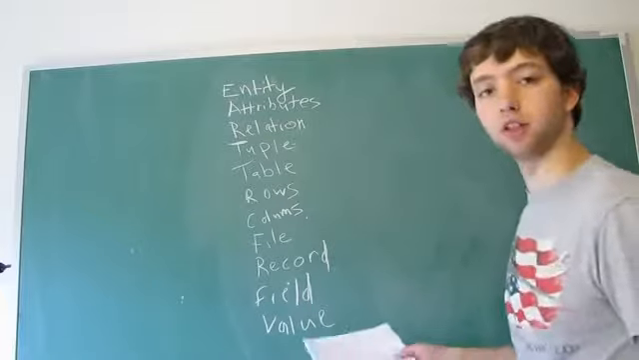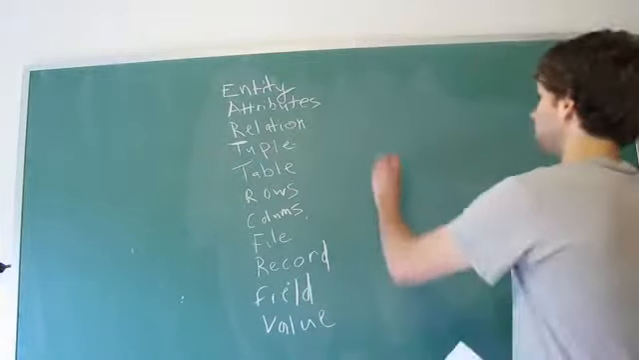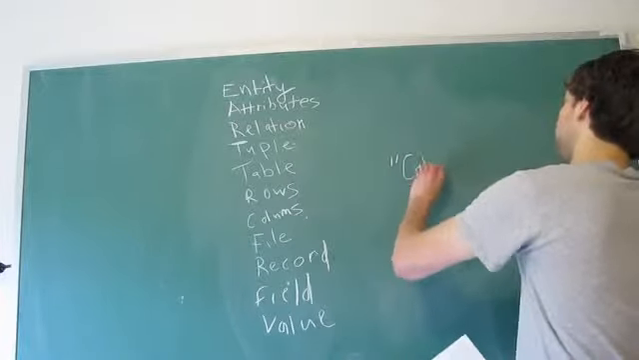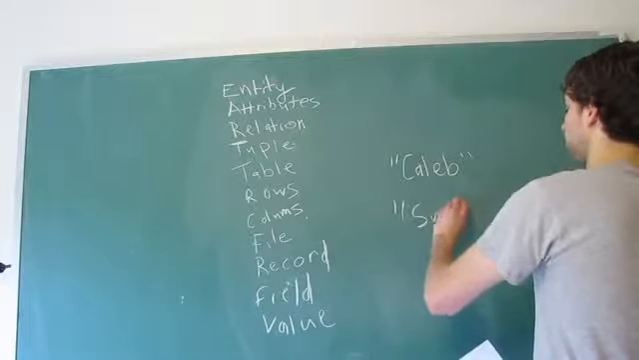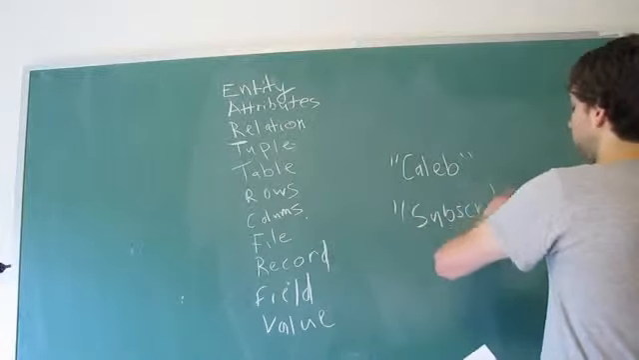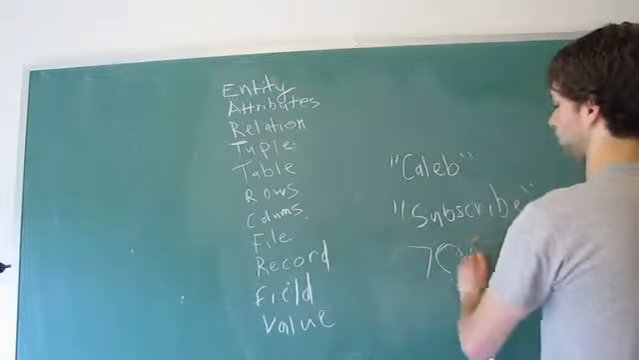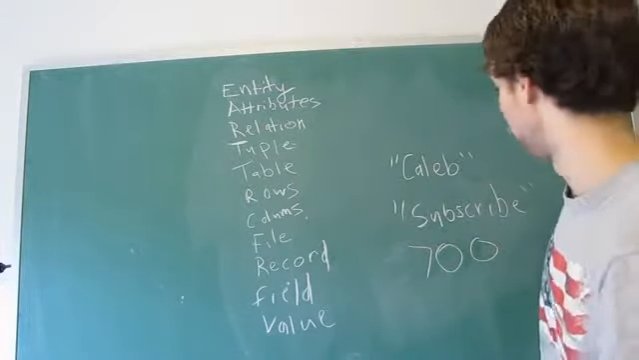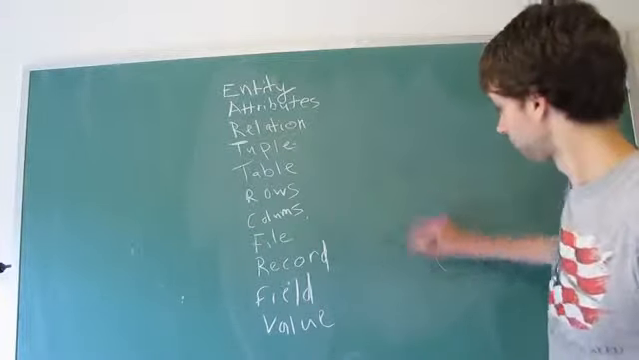So other than that, we have the word value. A value is the information that we put into a specific column. So here is a value, Caleb, or subscribe, or 700, or June 16th, whatever it is. Those are all values.